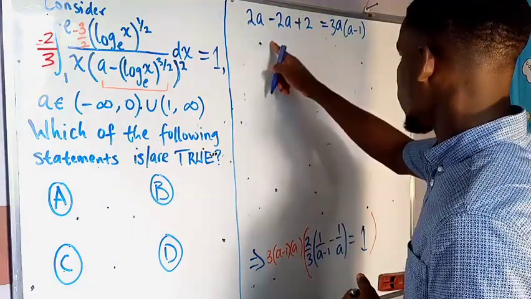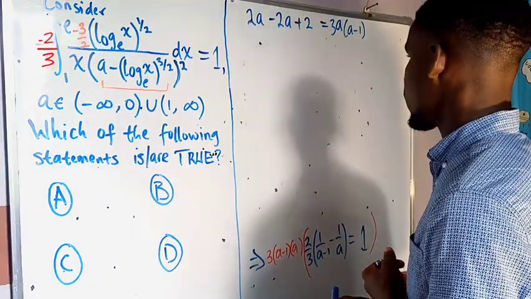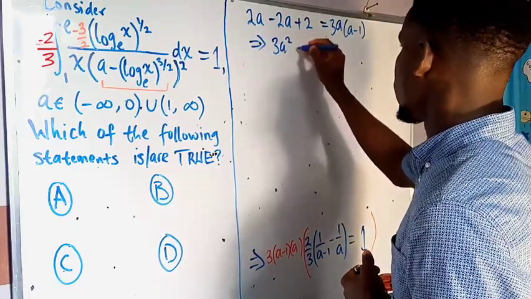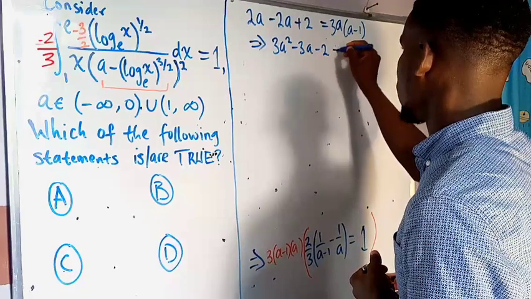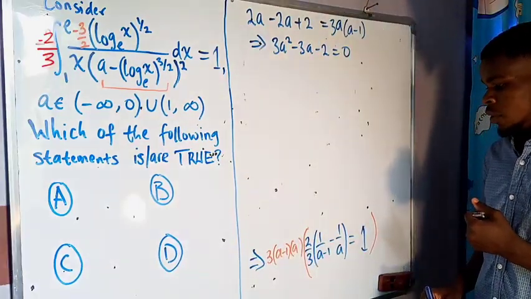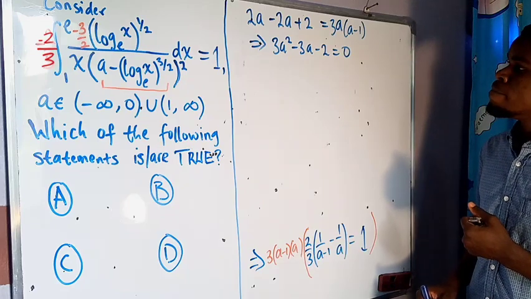We're going to have 0 here, and then this will be 3a squared minus 3a. In fact, we can rewrite this as 3a squared minus 3a minus 2 equals 0. So we have to solve this quadratic equation. Okay, nice.